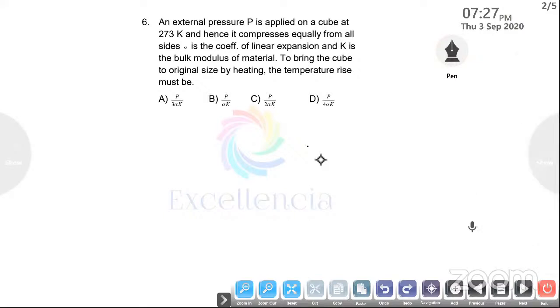Yes, you are taking a cube and this is some temperature 273 Kelvin. You are compressing this one from all the sides with the same pressure, right? And equal pressure you are applying. So if you take, this is the cube, from all sides you are applying same force, and so that is compressed equally from all the sides. Because of this, the volume is getting changed, volume is getting decreased.